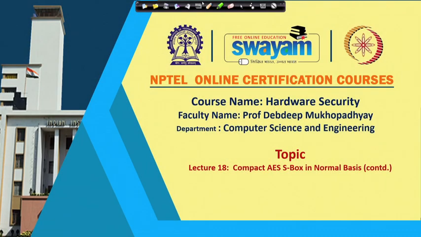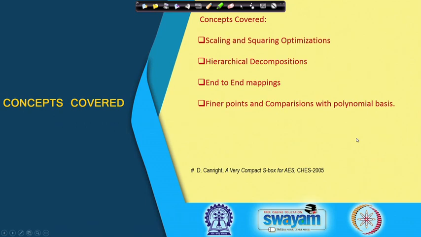So, welcome back to this class on hardware security. We shall be continuing our discussion on finding out the compact AES S box for normal basis representation. If you remember, in the last class we essentially stopped at the scaling and squaring optimizations, and we will continue from that point.